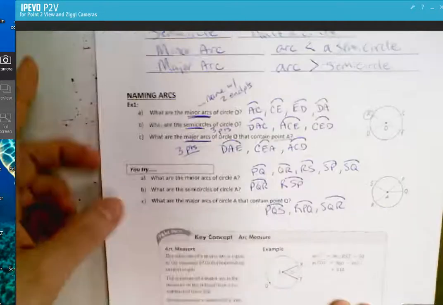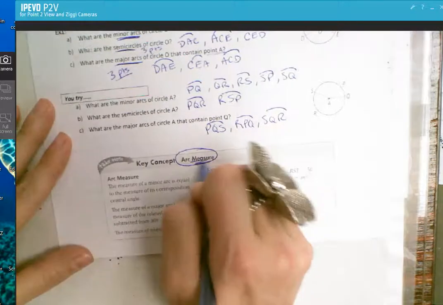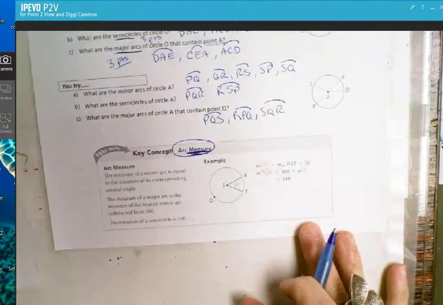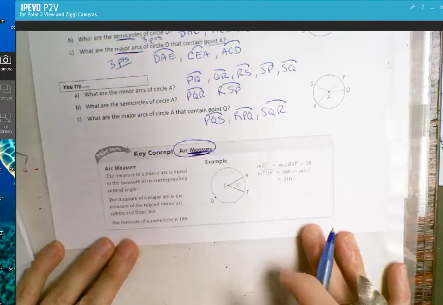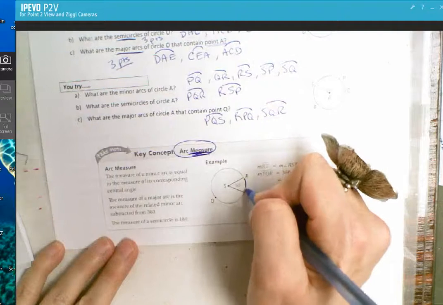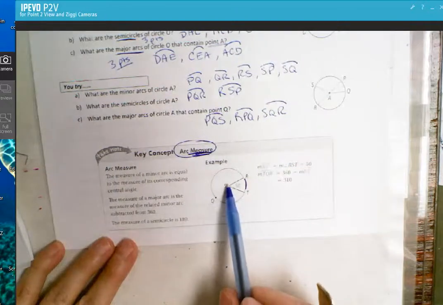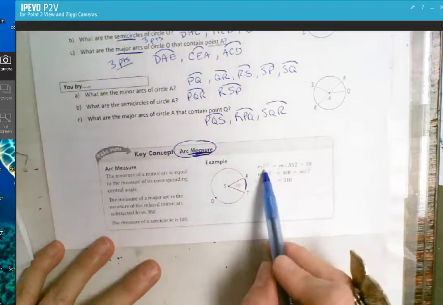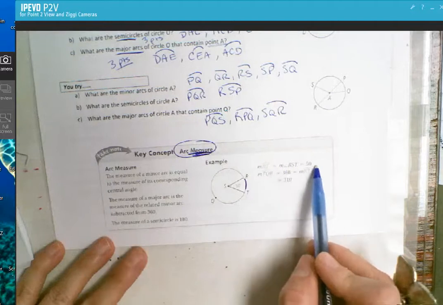Let's talk about arc measures. So there's a difference between an arc length and an arc measure. When we're looking at measures, the measure of an arc is the same as the measure of its corresponding central angle. So if we take a look at this arc right here, RT, its central angle is 50 degrees. So the measure of RT would be 50 degrees. So the measure of RT is the same thing as the measure of the central angle, RST, which is equal to 50.